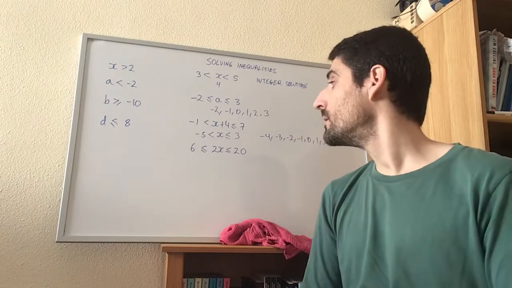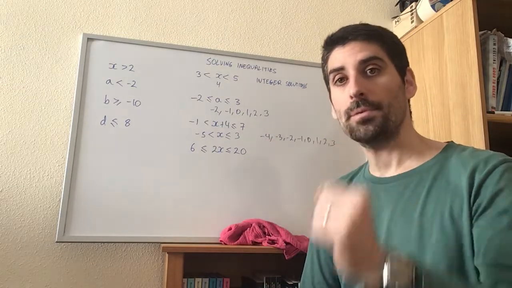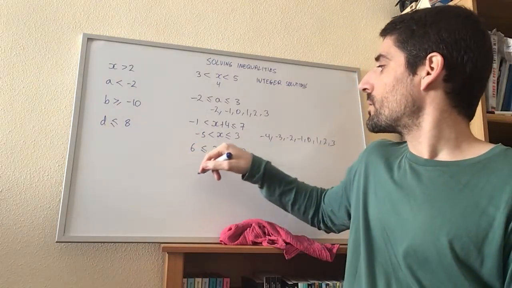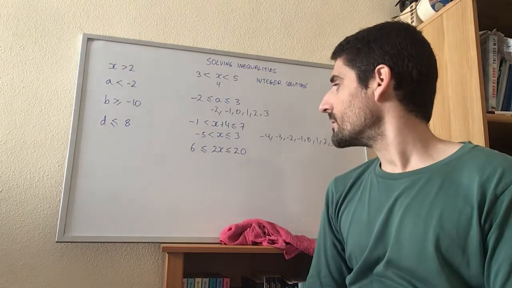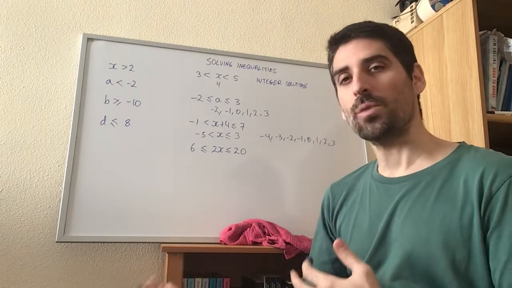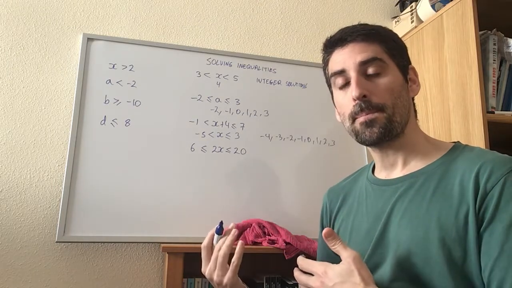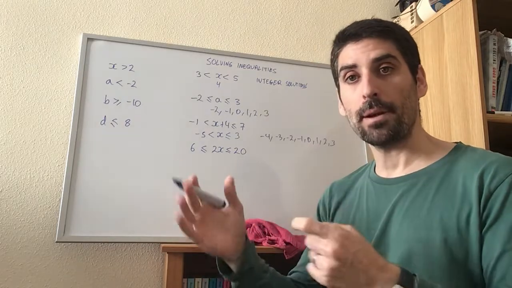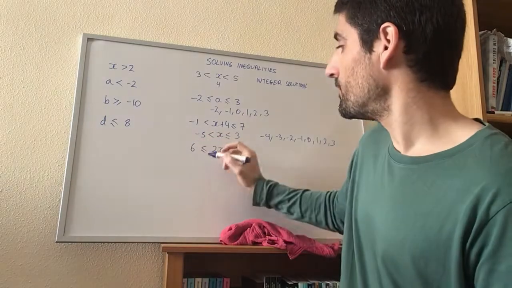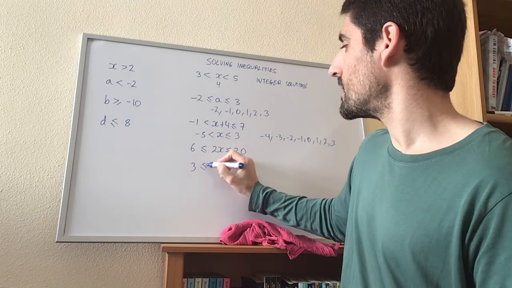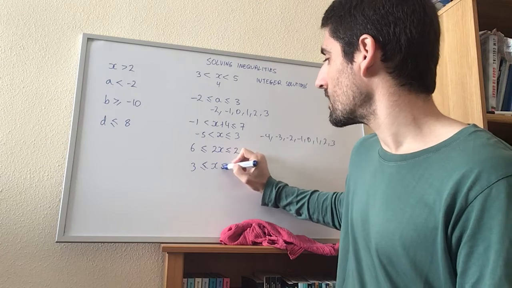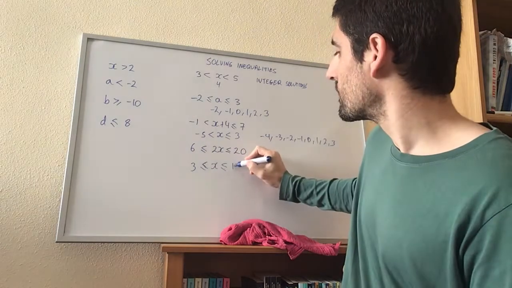Good. And then let's do the last example here before you start working. 6 is less than or equal to 2x, which is less than or equal to 20. But I got 2x there. I should only have an x, 1x. I got 2x. How do I get rid of that 2? Divide everything by 2. All 3 sides of the inequality we are going to divide by 2. So 6 divided by 2 is 3, less than or equal to 2x divided by 2 is just 1x, less than or equal to 20 divided by 2, 10.